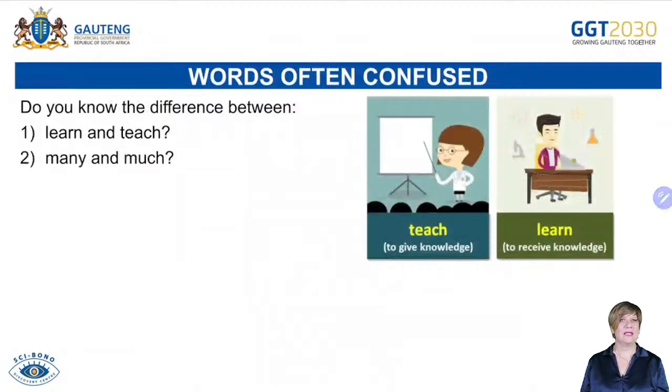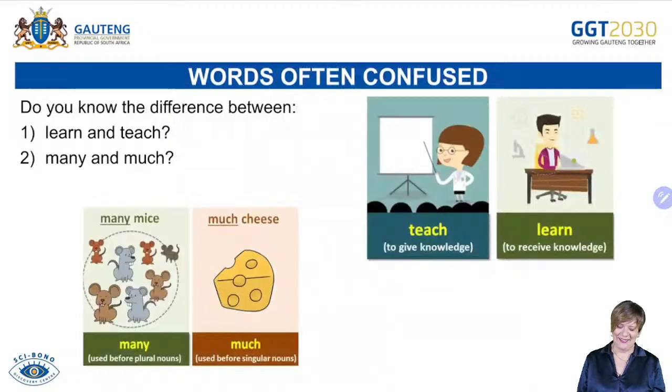And then many and much. Oh, this is a tricky one, eh? When do you use many, and when do you use much? Let's see. So many is usually used before a plural noun. So many mice. And remember, a noun is something we can smell, see, touch. So if you have a plural noun, we're going to use many. But if you have a singular noun, we're going to use much, like much cheese. You can't say many cheese. Say much cheese. Right, I hope you've learned something there.